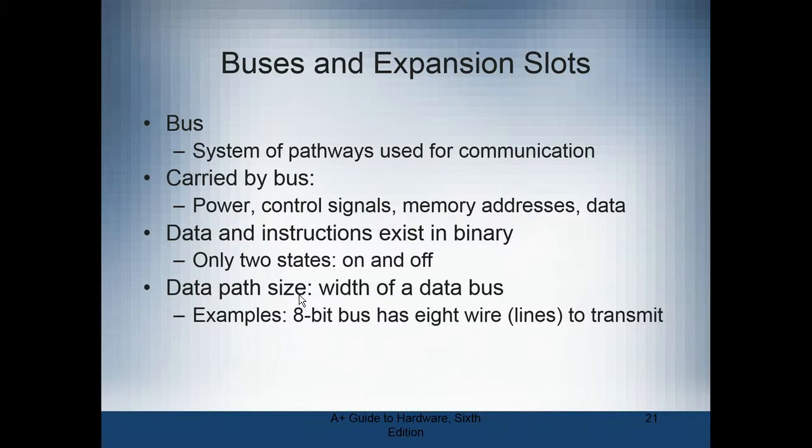The data path size is the width of the data bus. The 8-bit bus has 8 wires or lines, and that's why, when we go from a 32-bit to a 64-bit bus without changing the processor speed, we've actually doubled the computing capability of the computer, because it can send twice as much information in one clock cycle.